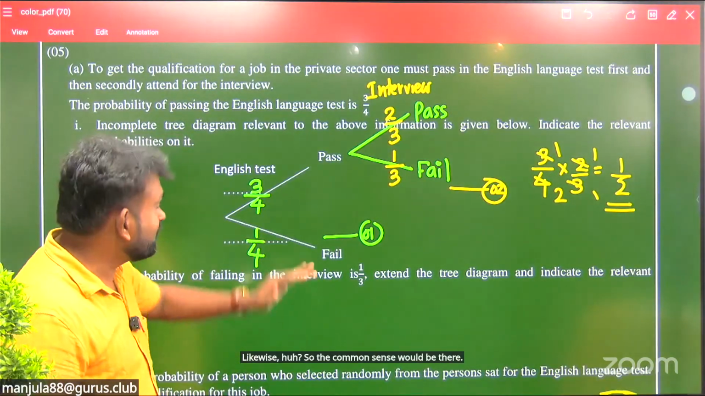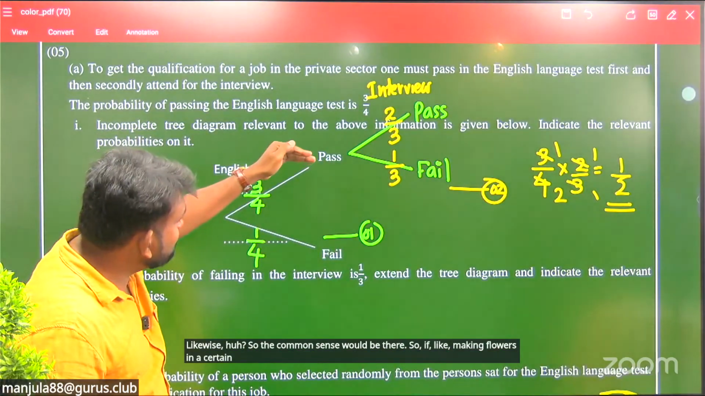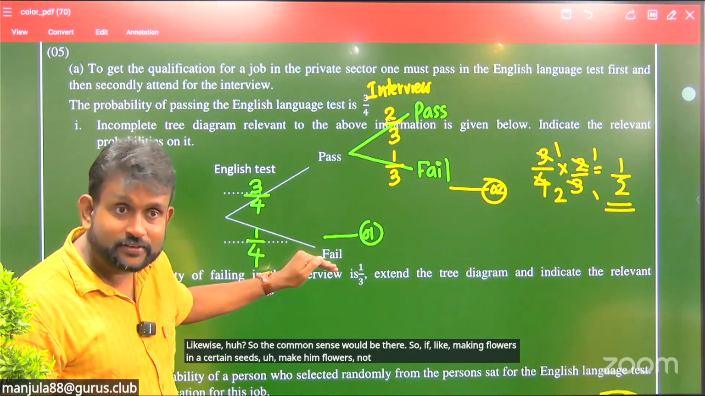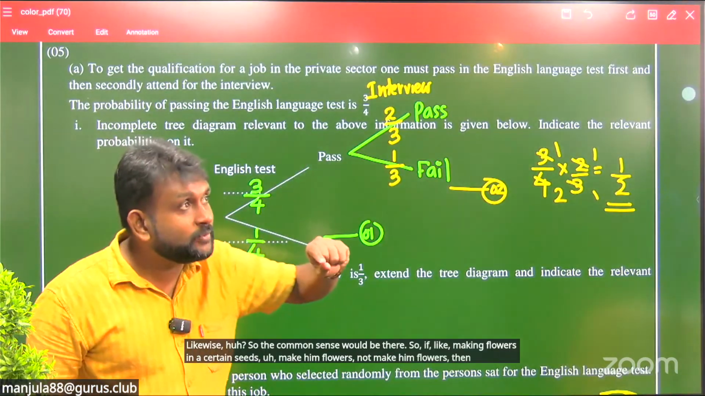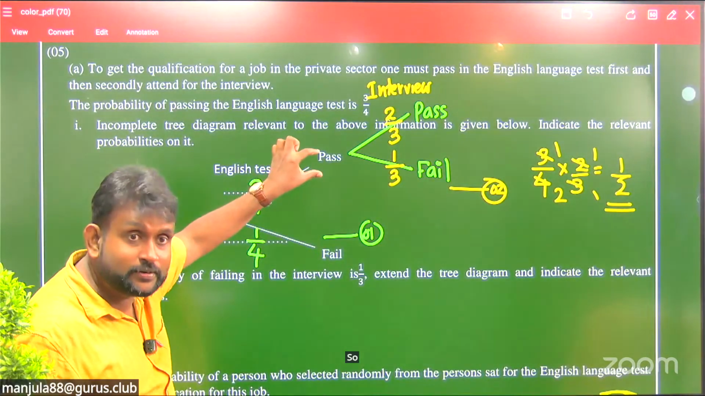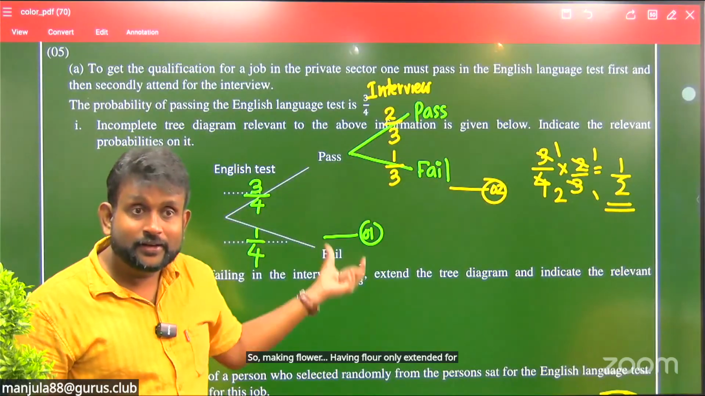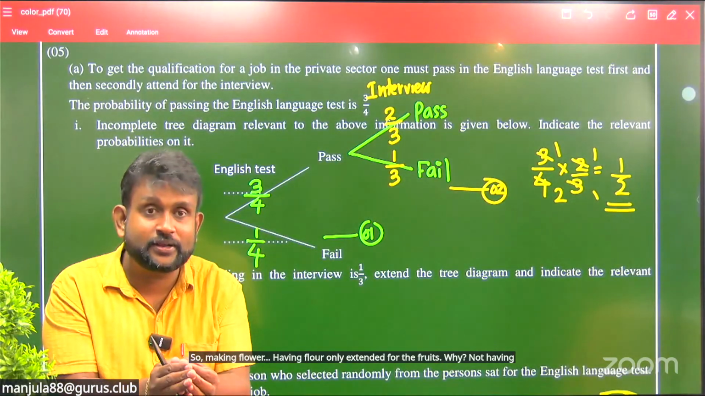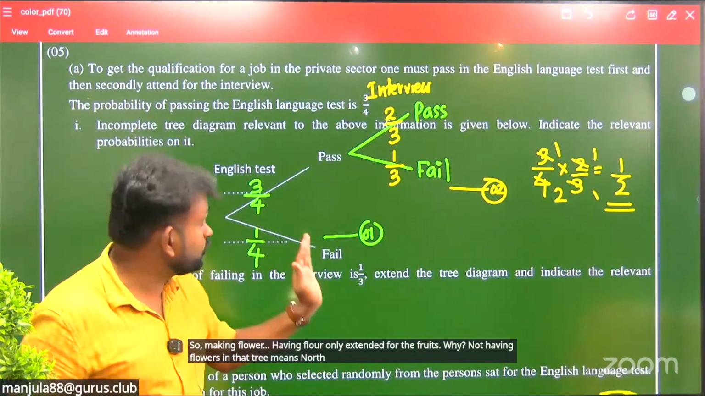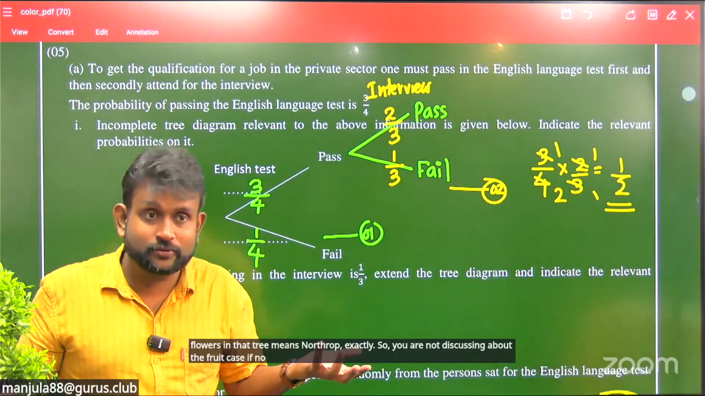So if a tree is making flowers, or not making flowers, then after making flowers, taking fruits and not taking fruits. So only the flower-making branch is extended for the fruits. Why? Not having flowers in that tree means no fruit, exactly. So you are not discussing the fruit case if there are no flowers in the tree.